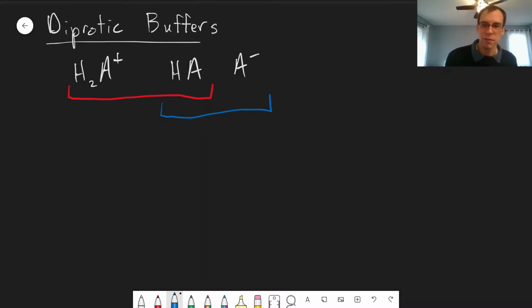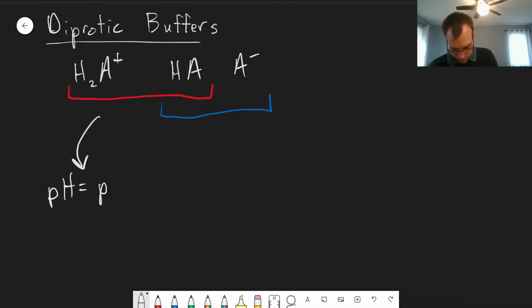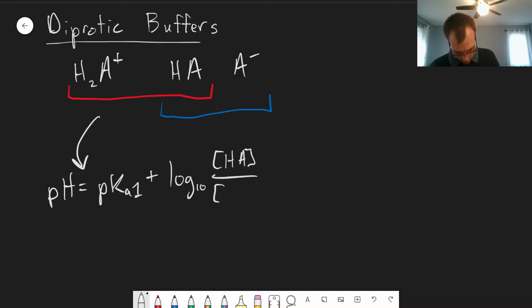For either of these, if we want to find the pH, we use the Henderson-Hasselbalch equation. And we'll have two different Henderson-Hasselbalch equations, depending on which pair we're looking at. These two buffering systems will work in different pH ranges. So for example, if we have H2A+ and HA as our buffer, the pH will be equal to pKa1 plus the log base 10 of the concentration of HA over the concentration of H2A+.